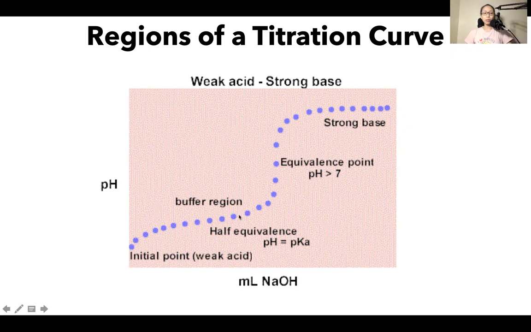And if we observe this leveling region, this should be the buffer region. And if we see this steep rise in pH, the so-called inflection point in the titration curve, the middle of that steep rise in pH is the equivalence point. And then we notice a plateau or another leveling off. This is because the pH beyond the equivalence point is dictated by the excess base in solution.